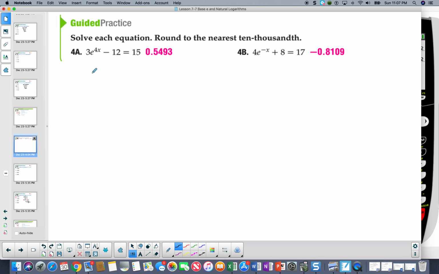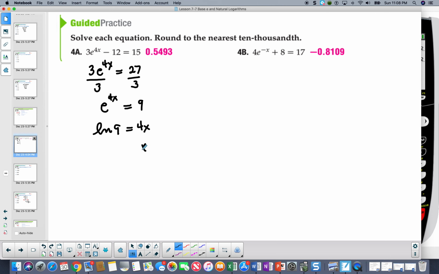I just really want to emphasize how to do the algebra. So this is 3e to the 4x. I'm going to add 12 to both sides, so that's 27. Now I want to divide both sides by 3 to isolate the e expression, and that's 9. Now I'm going to write it as a natural log. So the natural log, the base is e, of 9, and that's when I isolate the exponent for x.